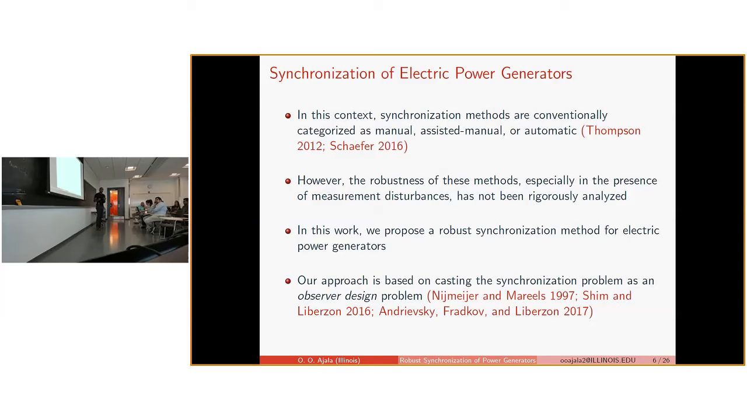Now, however, the robustness of these methods, especially in the presence of measurement disturbances, has not been rigorously analyzed. And so that's what we're going to try to do in this work, as we propose a robust synchronization method for electric power generators. Our approach is based on casting the synchronization problem as an observer design problem. So the follower system I described earlier is going to observe certain states of the leader system, and then it's going to try to mimic those states and other states that are not observed.